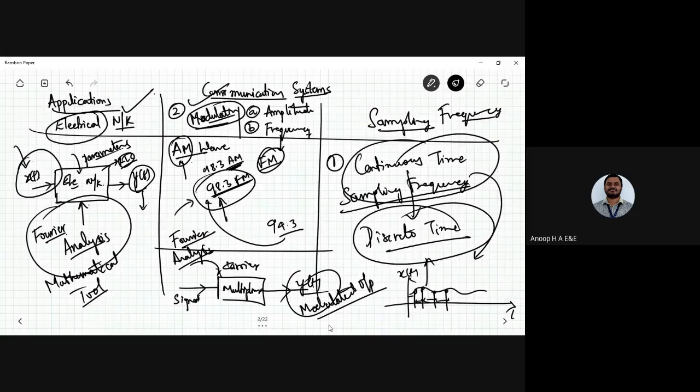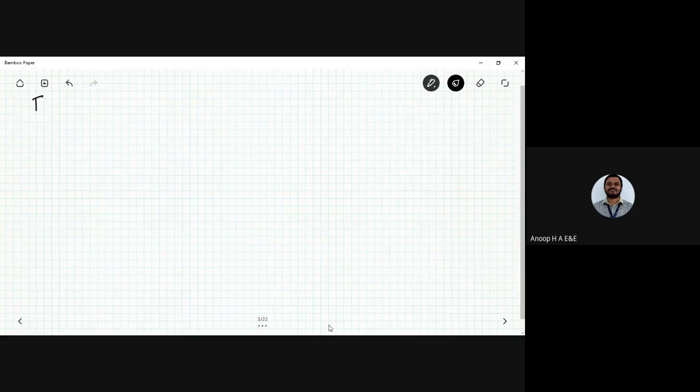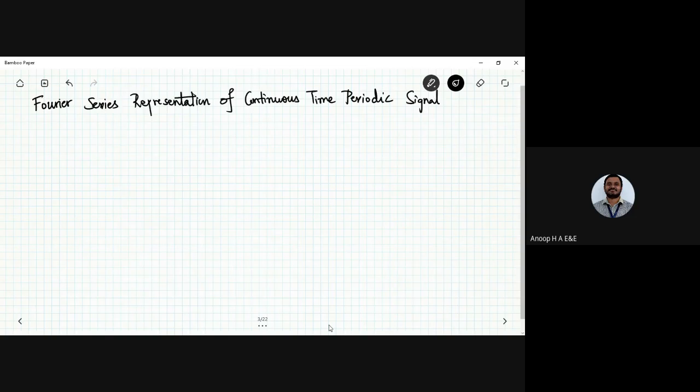Now if I want to talk about the major thing, how a Fourier series is represented, let us discuss the Fourier series. Fourier series representation of continuous time periodic signals. You will also have a theorem or a corollary, which I want to highlight in the later part of the class.